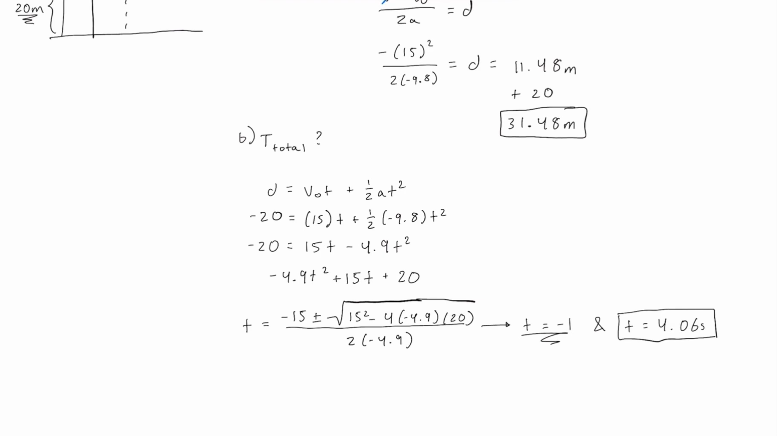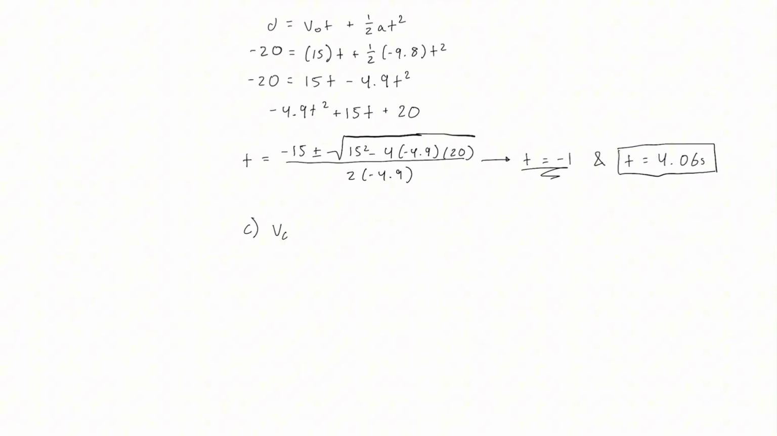Let's move on to part C. What is the velocity of the ball as it hits the ground? We can simply use this equation: V equals V naught plus AT. We can plug in 15 for our initial velocity, negative 9.8 meters per second squared for acceleration, and we can use our answer in part B for the time, 4.06. When we put it in our calculator, we get negative 24.79 meters per second.